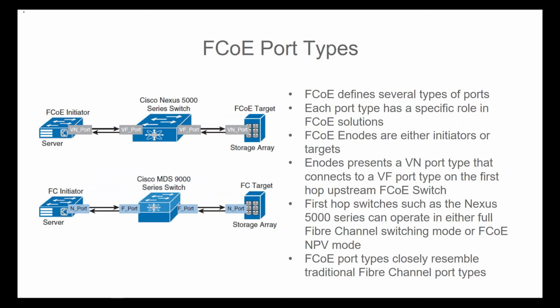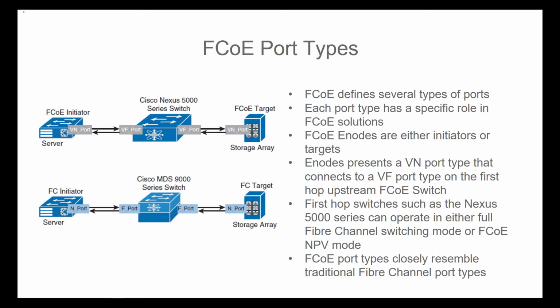FCoE works on port types. Each port type has a specific role in FCoE solutions. They map very closely to the ports that are in a standard Fibre Channel network. They have FCoE ENodes that are either initiators or targets. Initiators, again, are usually going to be your servers, and targets are always probably going to be your storage arrays.